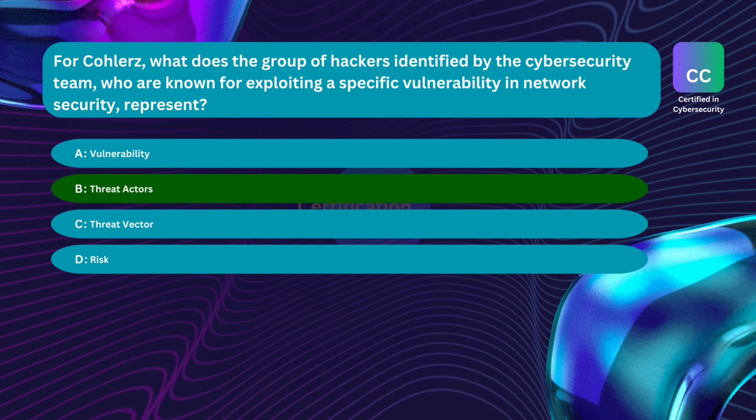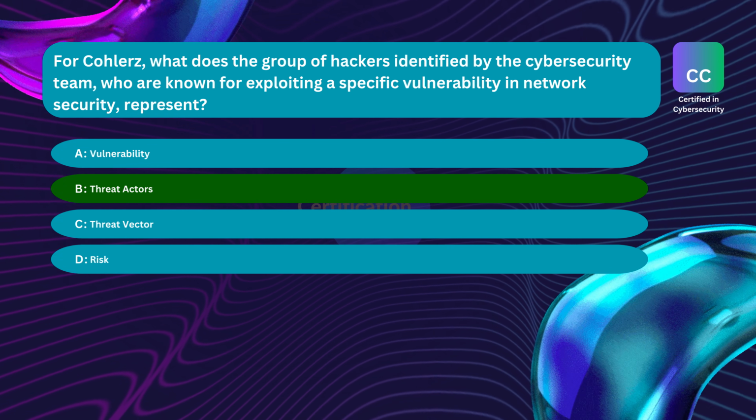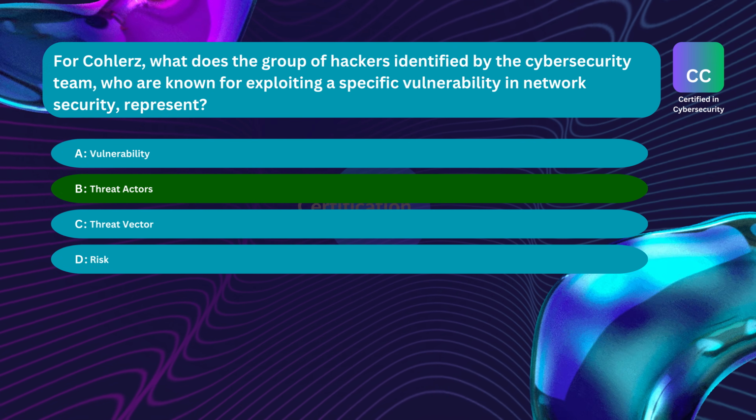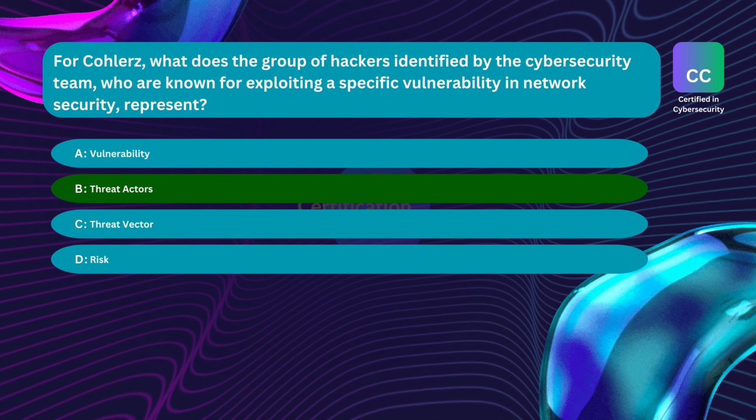Option D, risk, is incorrect. Risk is the potential for damage if the hackers successfully exploit a weakness, not the hackers themselves.